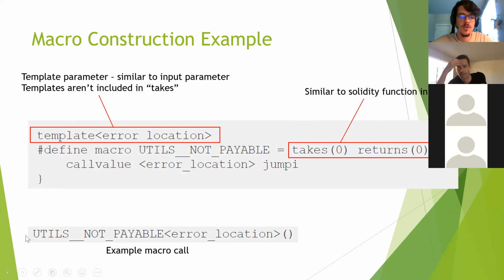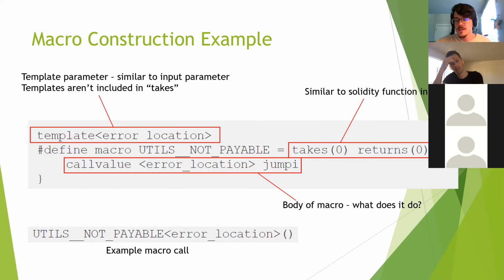So down below, this is an example of a call to the macro that you see defined here. And you'll see, there's the name of the macro, utils not payable, and then it passes in a template parameter, and it just happens to be called error location in both spots. But I believe in this call to the macro, you could call it like foo, and then it would be renamed error location in the context of the utils not payable macro.